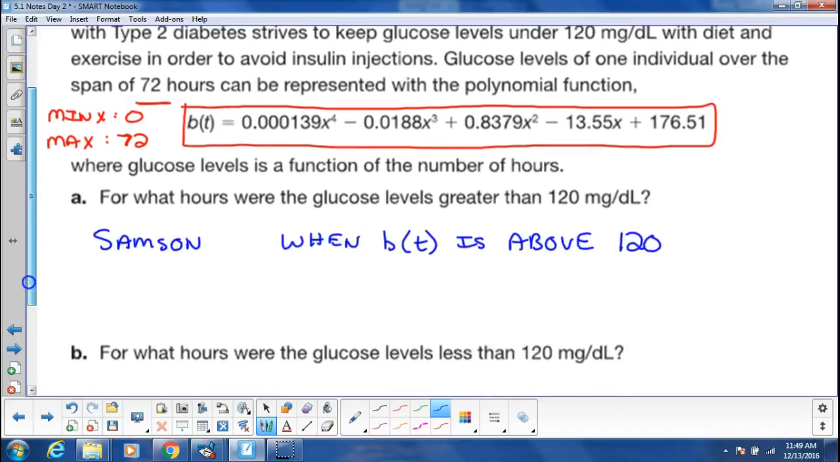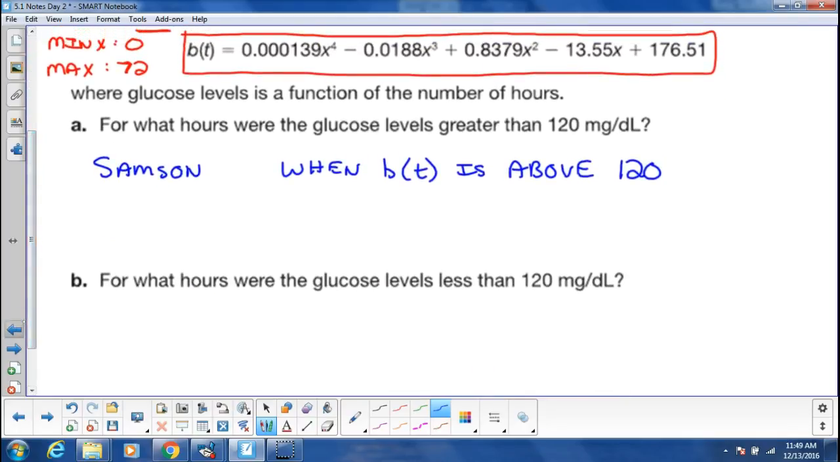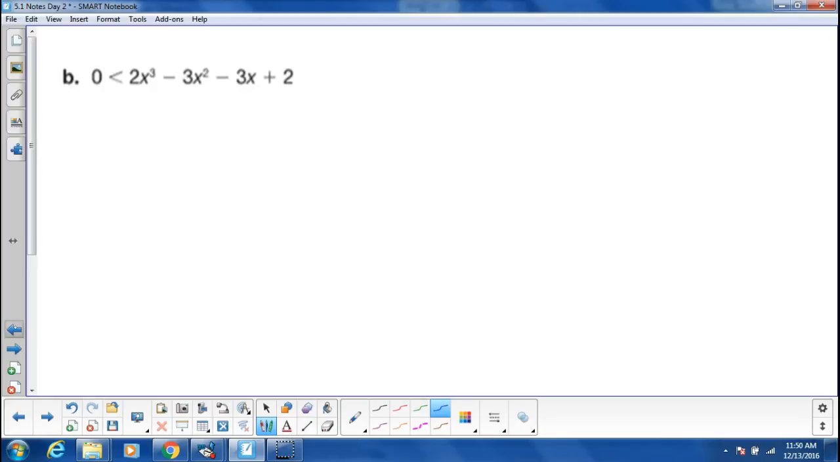For part B, what would we be looking for? When B of t is below 120. Okay? What I'd like you to do now is to do this one, B.